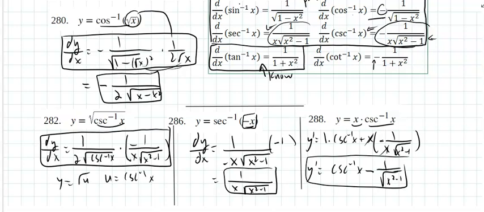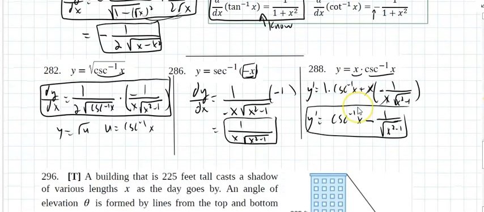Anywhere I use the chain rule, you could let u equal the inside and y equals square root of u. You could do that all the time. And here you could let u equal negative x and y equal inverse secant of u, and proceed like we did.